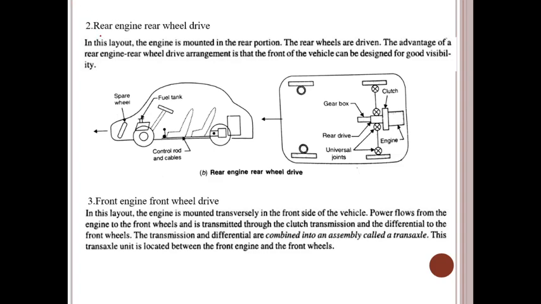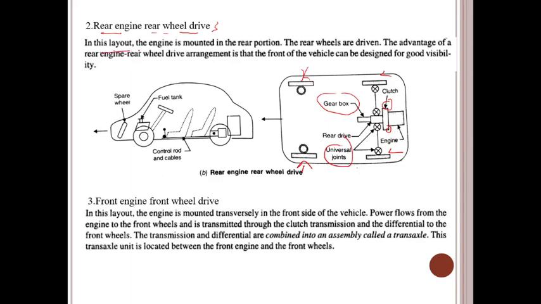Another is the rear engine rear wheel drive. So you see here, in rear wheel drive, where is the location? The gearbox is connected to the rear wheels. That's why we call it rear wheel drive. There is a clutch also at the back side of the rear wheels. There is a universal joint also, and this is our front wheels.